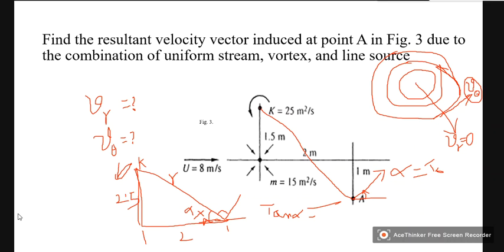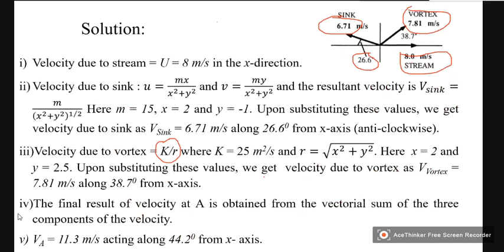tan inverse 2.5 by 2. So this is alpha. So this angle and this angle are same. This is 51.3, alpha. So it will be 38.7 degrees. Okay.